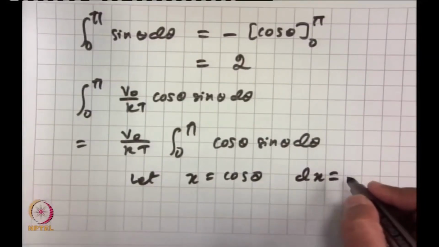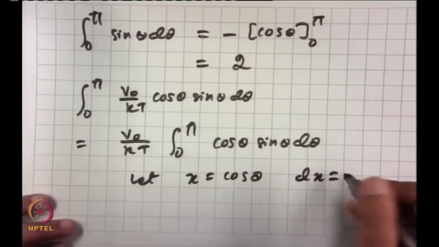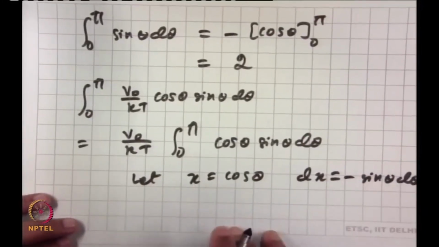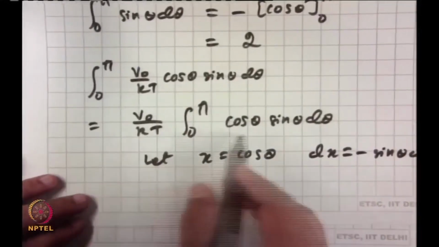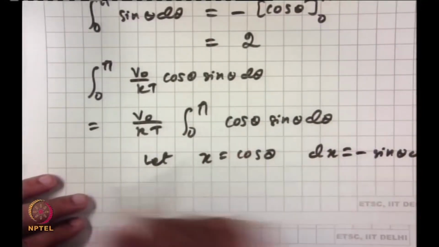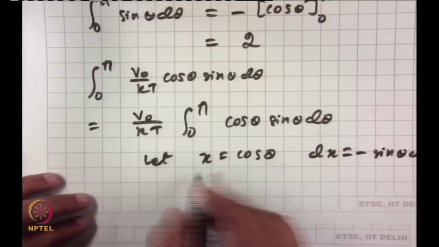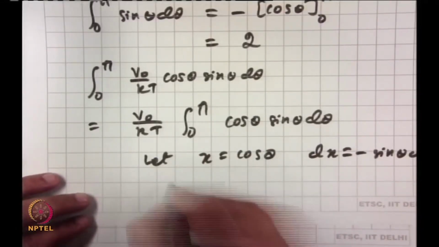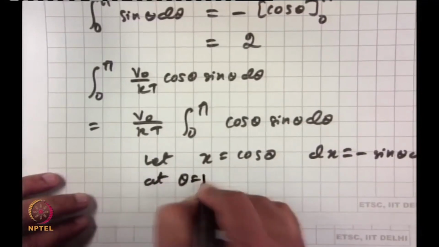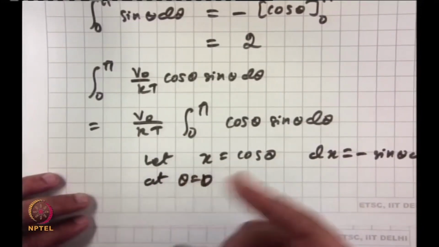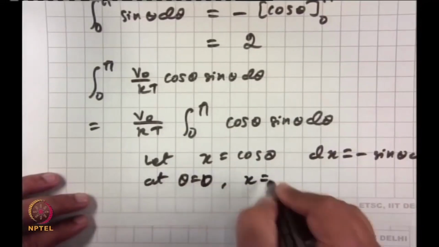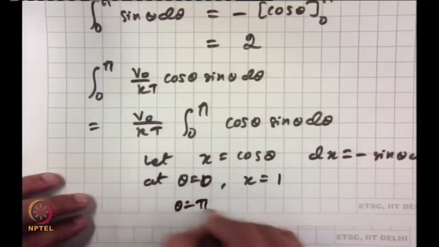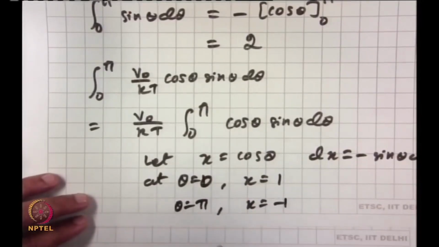What is dx equal to? Minus sine theta d theta. Okay. So this integral, one more thing: if x is equal to cosine of theta, I have to change the limits of x. At theta equal to 0, what is x equal to? 1, right? At theta equal to pi, what is x equal to? Minus 1, right?